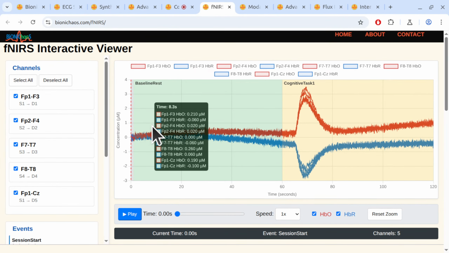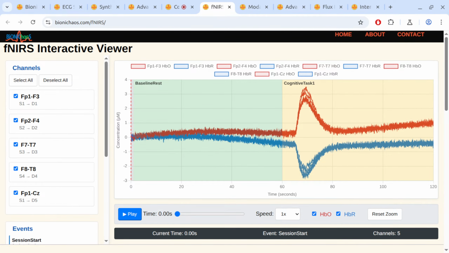And how about this one here? This looks like the fNIRS interactive viewer. It's used to visualize data from functional near-infrared spectroscopy, which measures brain activity by detecting changes in blood oxygenation. Unlike the other simulators, this one is designed to display real data from brain activity measurements, showing changes in oxygenated and deoxygenated hemoglobin over time.